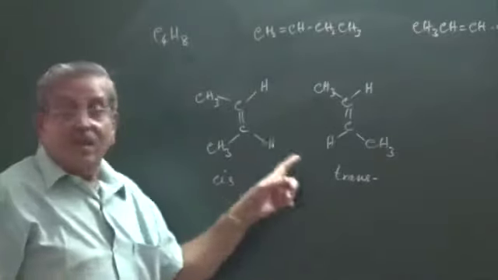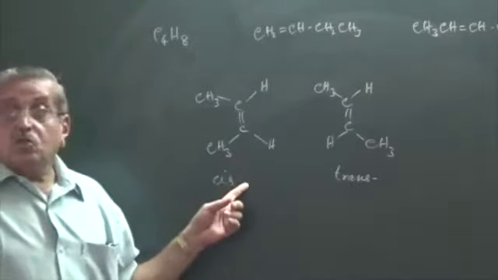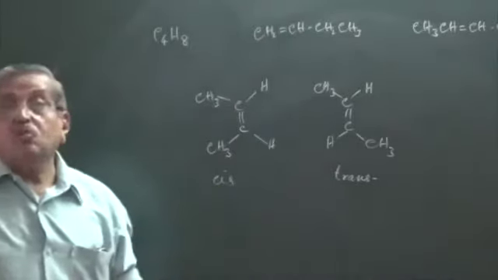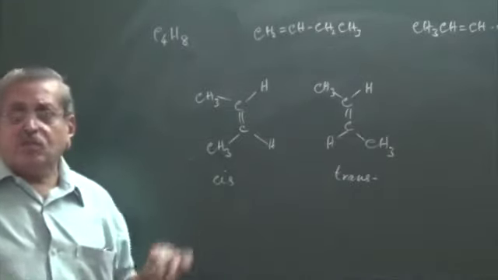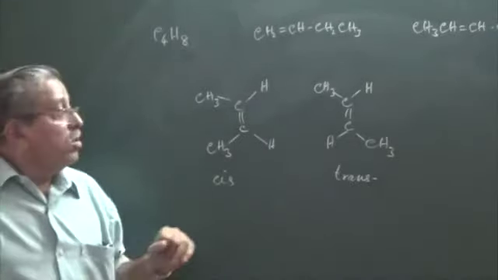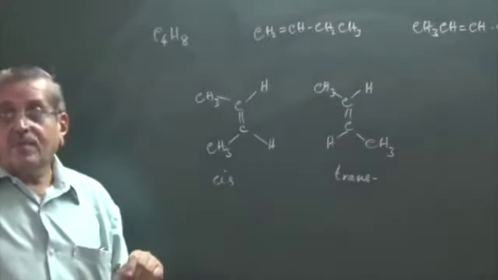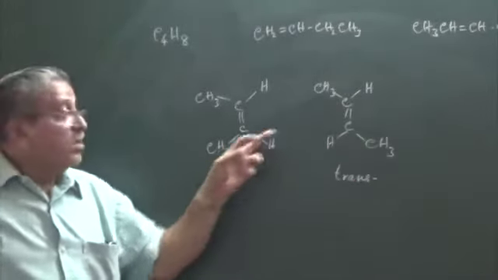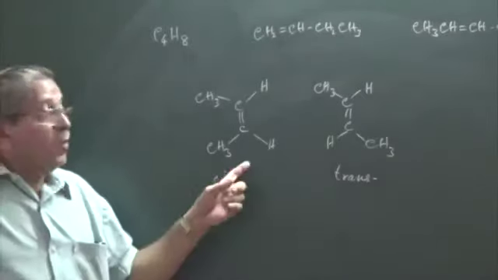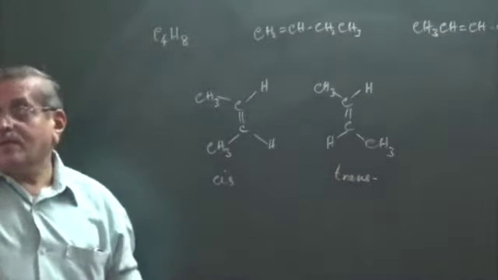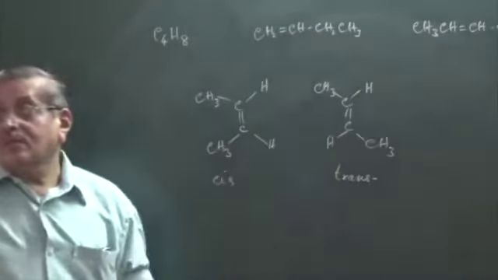Cis means same side, trans means opposite side. So the first compound is called cis-2-butene. This is called trans-2-butene. The boiling points, melting points, reactivity, everything is different. This one is more stable, this one is less stable. This has a higher dipole moment, this has a lower dipole moment. This is more polar, this is less polar. This is more soluble in water, this is less soluble in water.